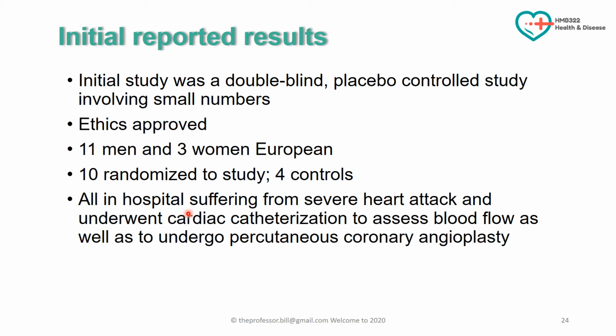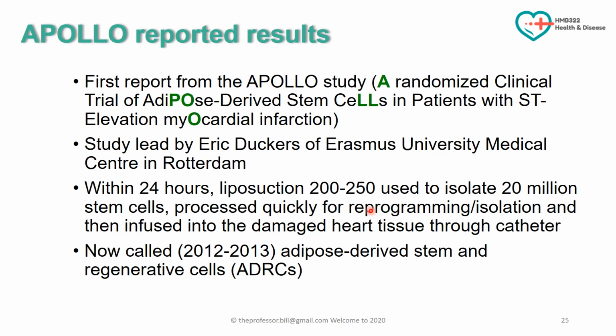All of them came to the hospital suffering from a very severe heart attack. They underwent this cardiac catheterization to assess blood flow, and they also were there to have some of the arteries expanded using this coronary angioplasty as well. So they were there to kind of restore blood flow as much as possible. So with that in mind, with these different individuals coming in, this group back in 2012 wanted to see, at least in theory, we can get a large population of these stem cells, drive them toward the cardiomyogenic line, and we have a large number of them. Can we use them to restore function in individuals in their hearts after a severe heart attack?